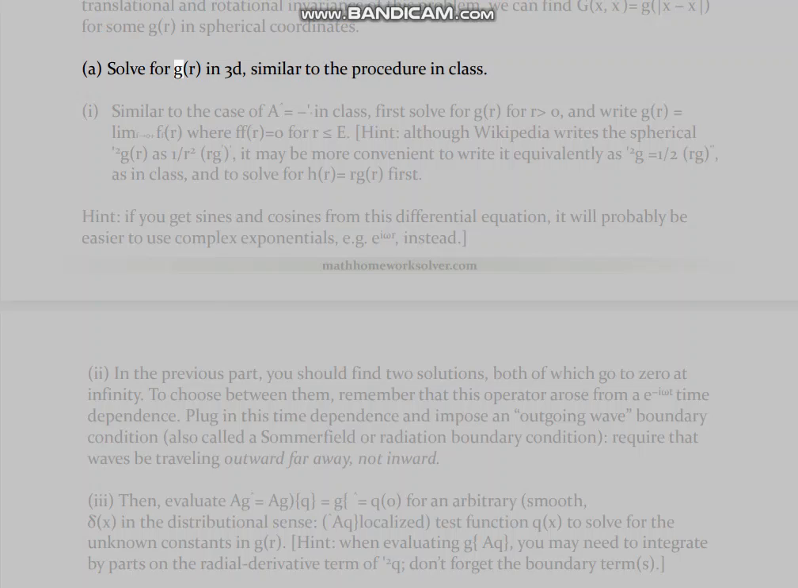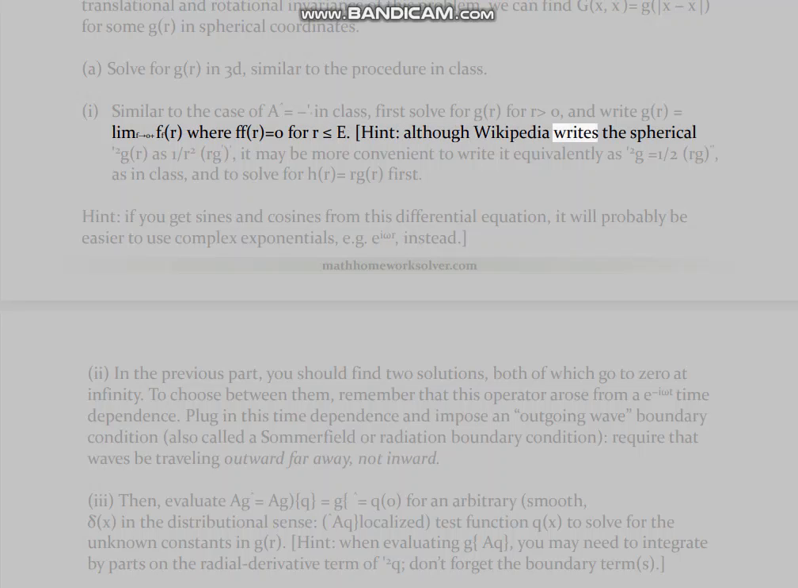A. Solve for G(r) in 3D, similar to the procedure in class. 1. Similar to the case of A equals −∇² in class, first solve for G(r) for r greater than 0, and write G(r) equals the limit as ε goes to 0 plus of F_ε(r), where F_ε(r) equals 0 for r less than or equal to ε.